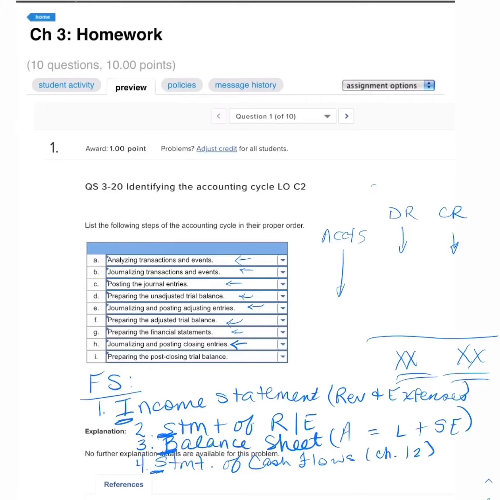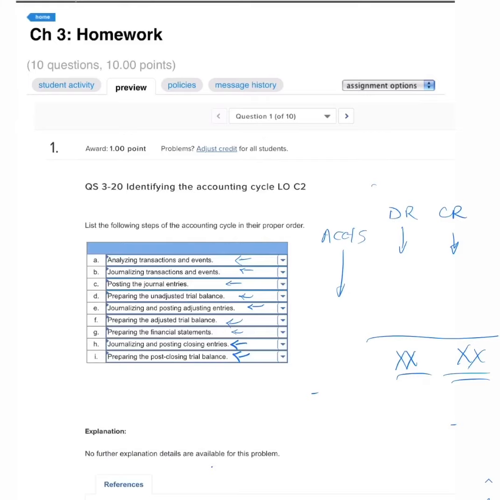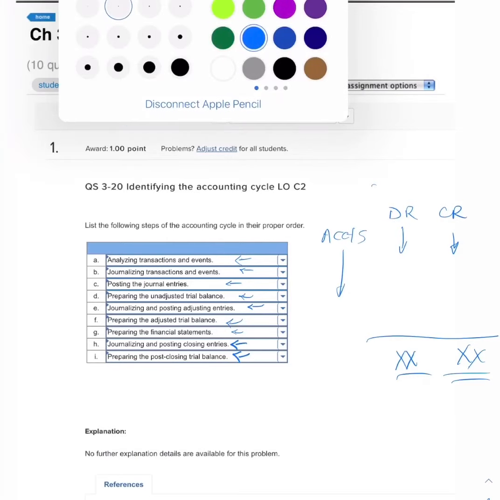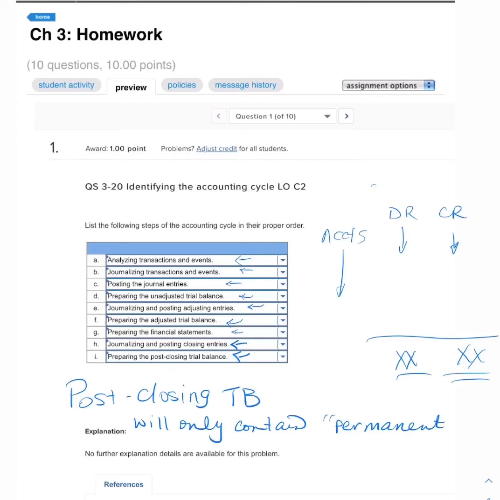Now, the very last thing, of course, is to prepare the post-closing trial balance. One of the main things you want to understand for the post-closing trial balance is that it will look quite different from your previous trial balances. The reason for this is because your post-closing trial balance will only contain what we call permanent accounts.